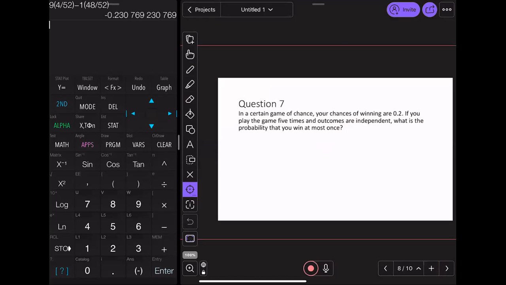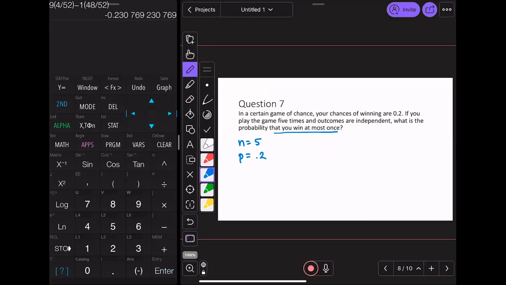Okay, so question 7. This is a binomial problem. Binomial problems, we identify N and P. So N is the number of trials. So we're playing the game 5 times. So that's going to be N. P is your probability of success, which in this case is going to be 0.2. And then we're going to write this at most once as an inequality. So that's a probability. At most once means 1 or less. So X is less than or equal to 1. This one we don't have to rewrite because it's already written as less than or equal to.